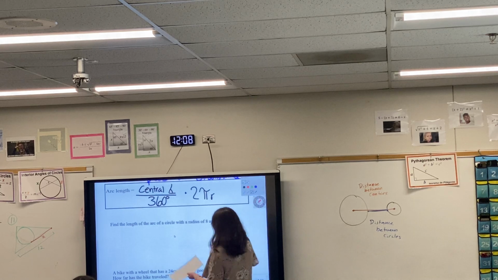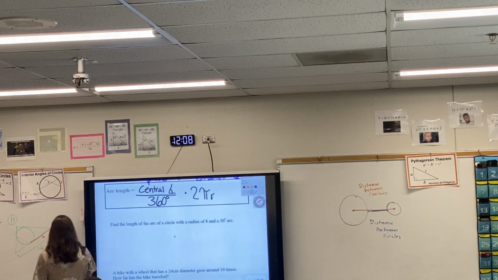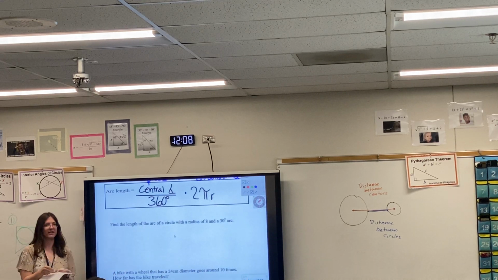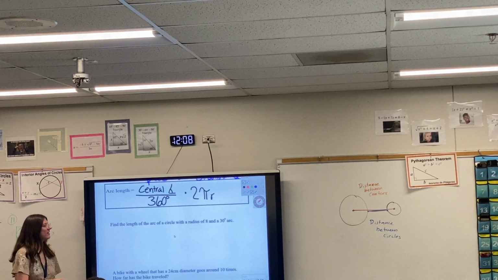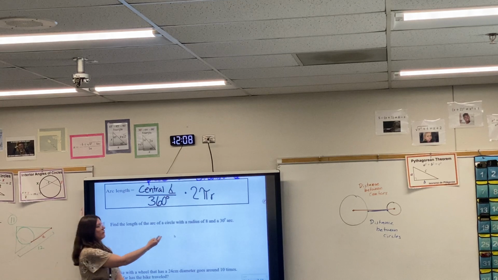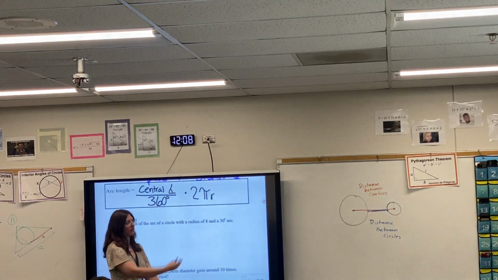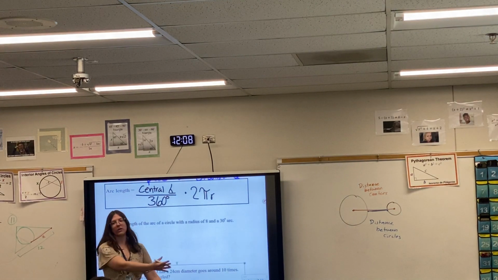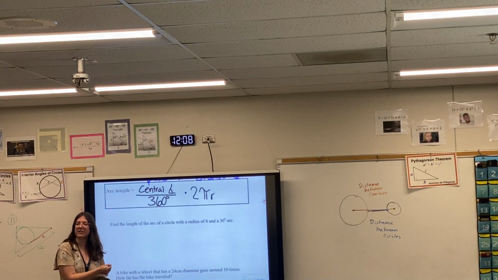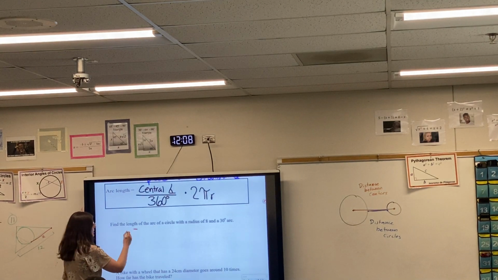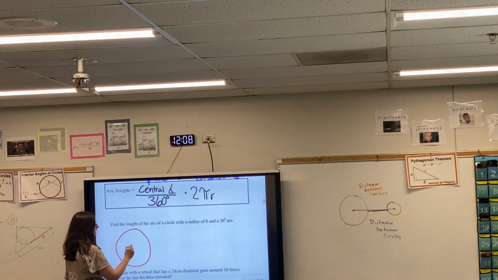Perfect. Okay. So I need help to set up this problem. Is Shay here? Hey Shay. So this says find the length of the arc of a circle with a radius of 8 and a 30-degree arc. That's a lot of words. We don't have a picture. Can you help me draw it, Shay? Can you tell me what to draw? Radius of 8.